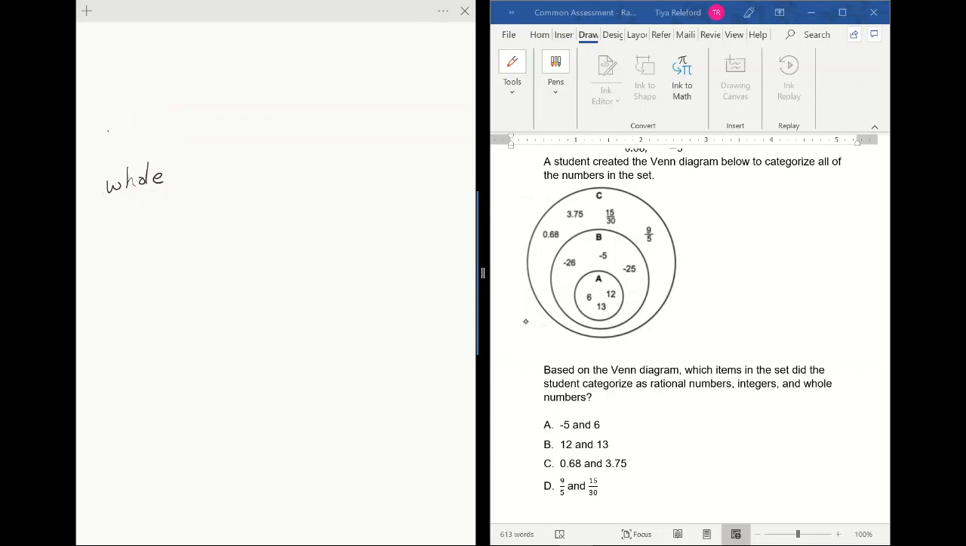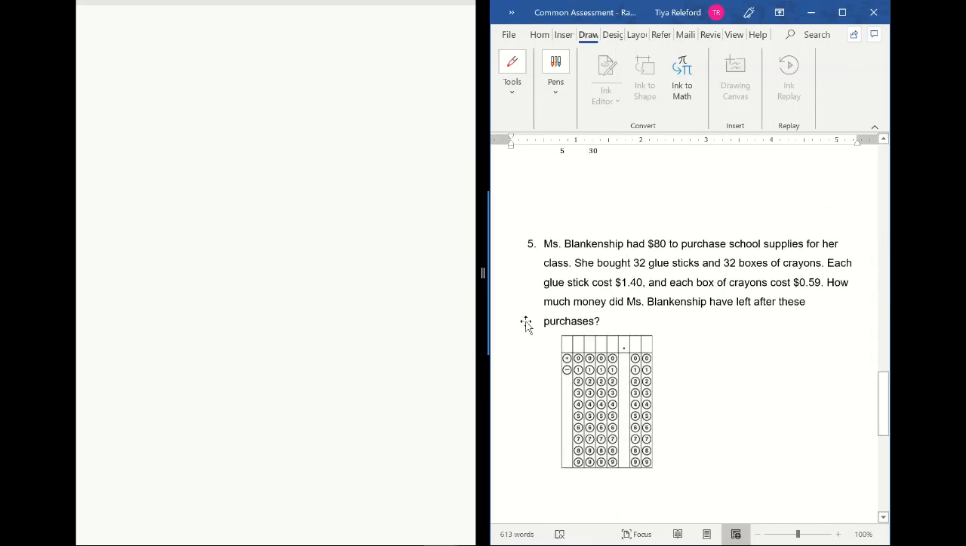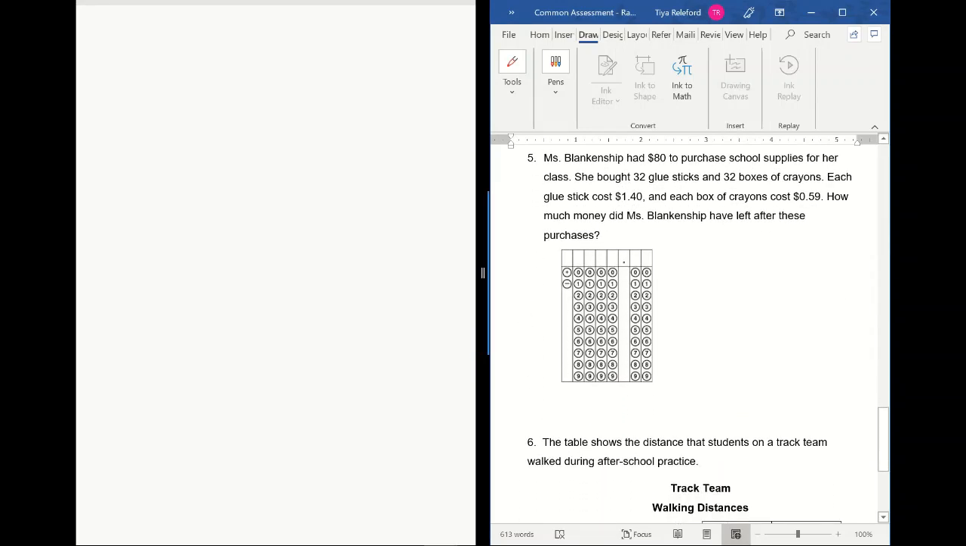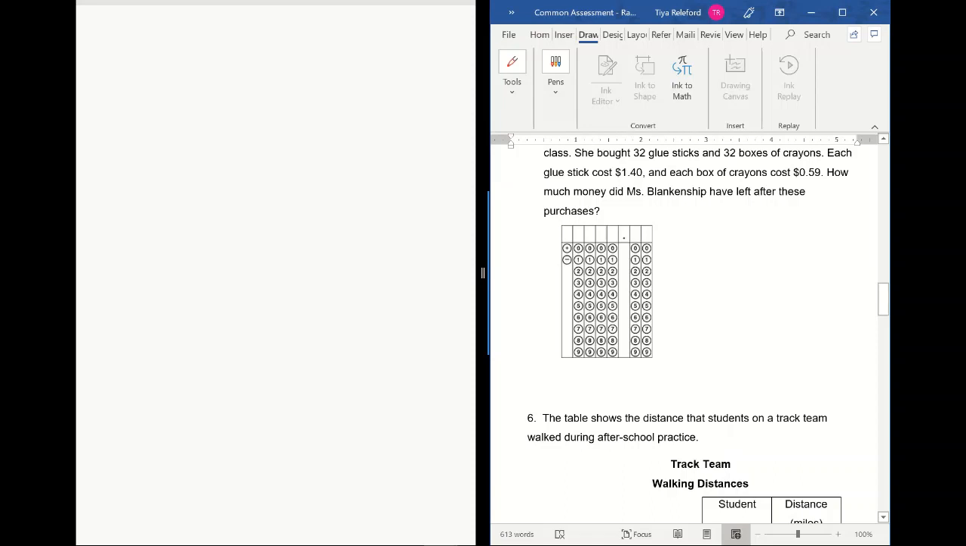Number 5 says Ms. Blankenship had $80 to purchase school supplies for her class. She bought 32 glue sticks and 32 boxes of crayons. Each glue stick cost $1.40, and each box of crayons cost 59 cents. How much money did Ms. Blankenship have left after these purchases?